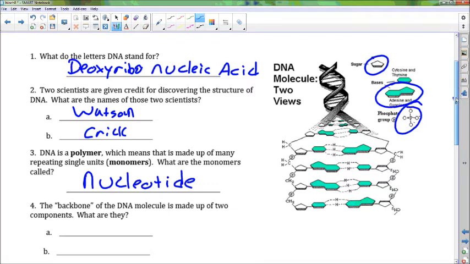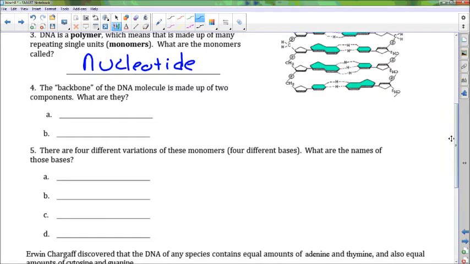The backbone of the DNA molecule is made up of 2 components. Katie, what would those be? The sugar and the phosphate. Very good. Okay, so remember, it's sugar, phosphate, that's what runs the rails of our twisty ladder.